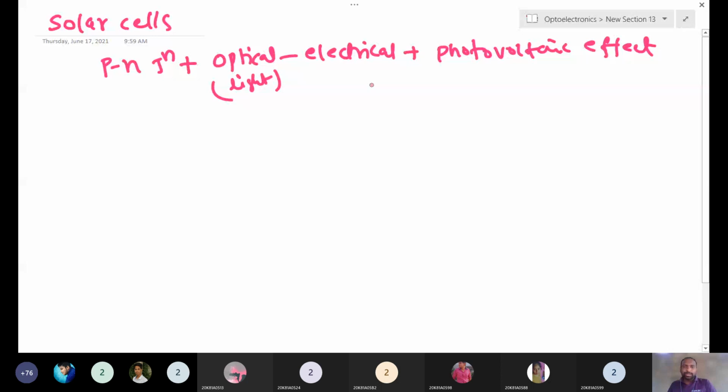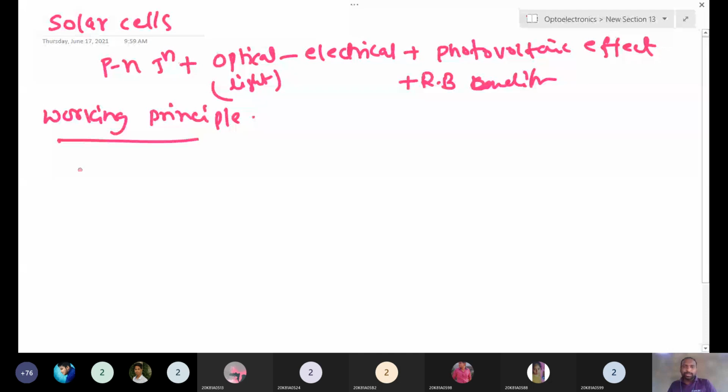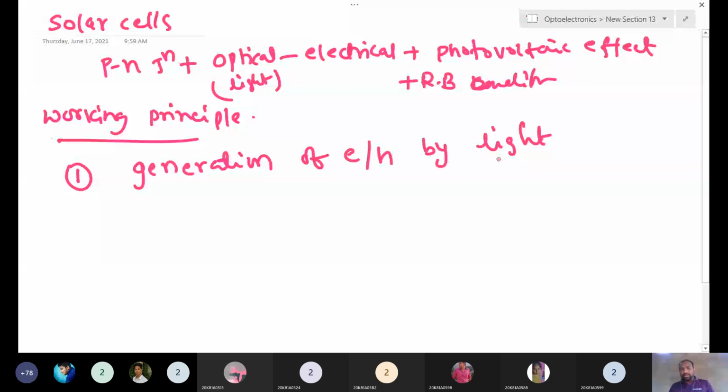The working principle we discussed yesterday, but we will go through it once quickly. We have three steps. First, we have to generate electrons and holes by some light, sunlight or normal light. Generally a solar panel utilizes sunlight, but here we are writing light. We can also create artificial sunlight under the AM 1.5 condition, air mass 1.5.